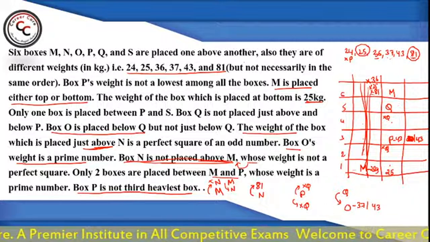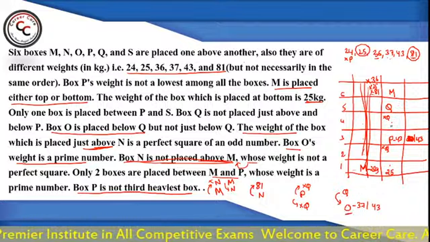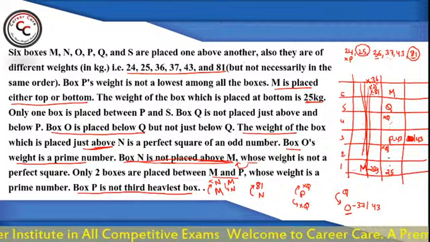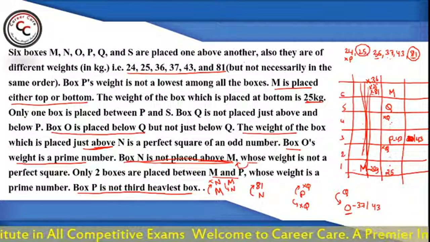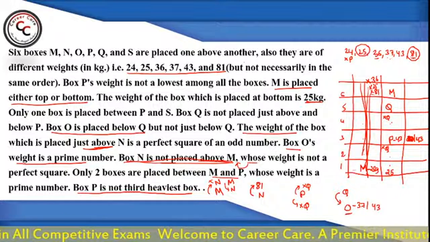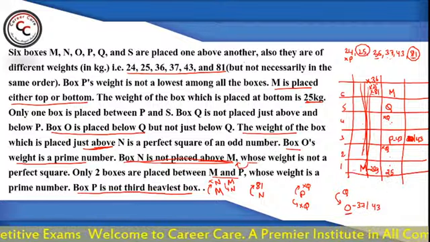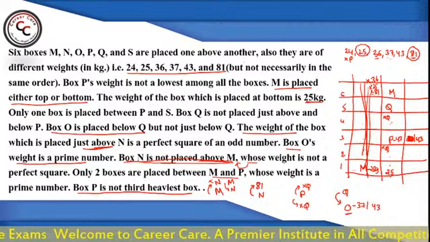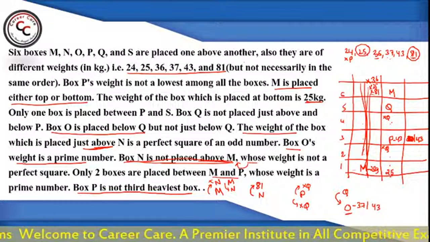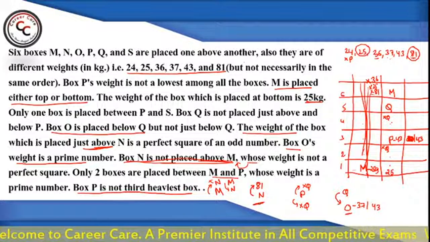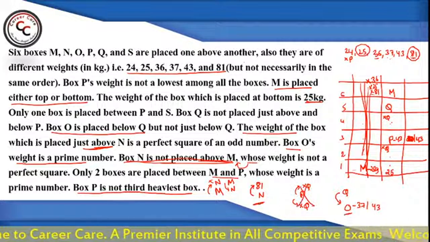And below Q, who should be present? O. O you can put in fourth place or second place, but definitely not in first place. Why? Because O's weight is 37 or 43, but in the first place, the bottommost place, 25 kgs is there. Simple. Now let's go for this point. This is finished. This possibility we are getting.